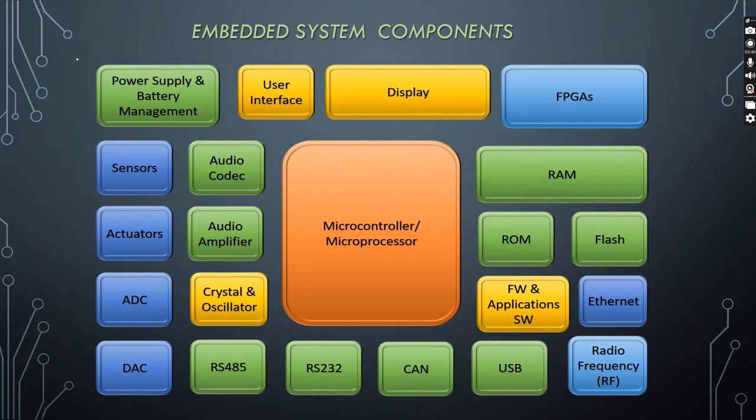Embedded system components. All components are integrated in a small chip, which is the microprocessor, connecting through buses like the data bus and address bus. Among these components, we commonly use RAM, ROM, Flash, FPGAs, Ethernet, USB, CAN, DAC, ADC, crystal oscillator, audio amplifier, sensors, power supply, user interface, display.